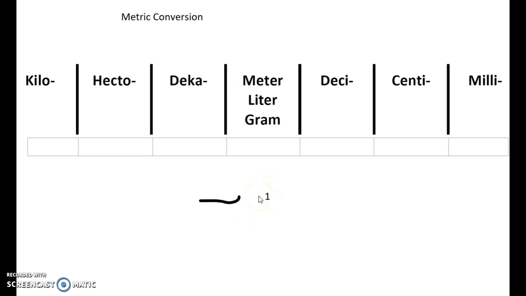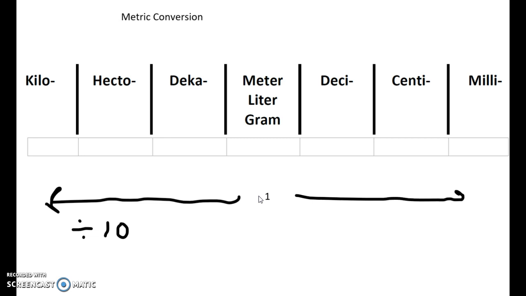if we move to the left, if you look at your number line, when you move to the left on a number line, your number gets smaller. So when you move to the left on this metric conversion chart, you're going to be dividing by 10 each time you move. And if you move to the right, if you look at your number line, when you move to the right, your number gets greater. So when we move to the right, we're going to multiply by 10 each time.